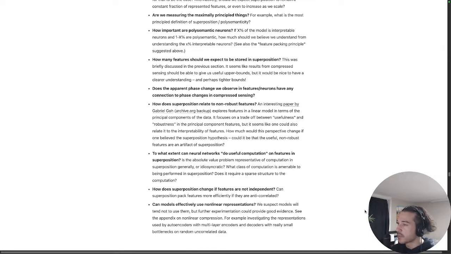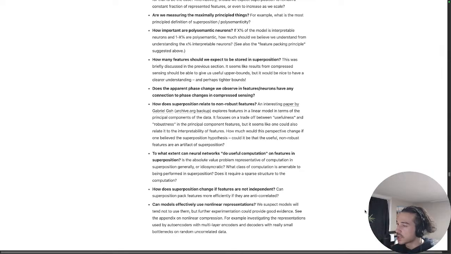An interesting paper by Gabriel Goh, archive.org backup, explores features in a linear model in terms of the principal components of the data. It focuses on a trade-off between usefulness and robustness in the principal component features, but it seems like one could also relate it to the interpretability of features. How much would this perspective change if one believed the superposition hypothesis? Could it be that the useful, non-robust features are an artifact of superposition?